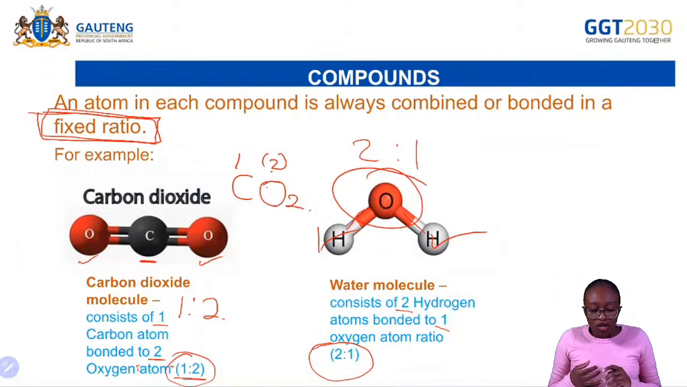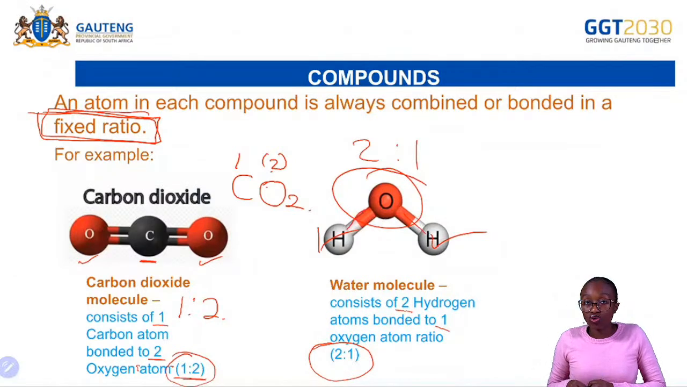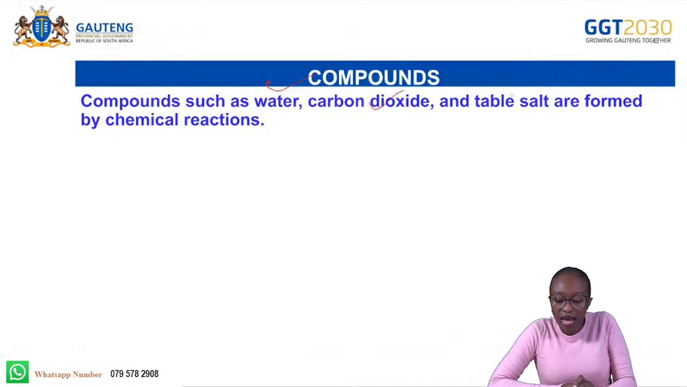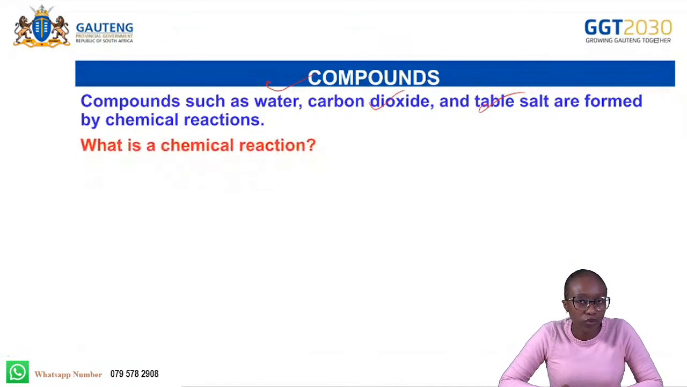So in a compound, the atoms are always in what is called a fixed ratio. You need to remember that. So they are always bonded in a fixed ratio. So you always find the water molecule in a ratio of 2 hydrogen atoms is to 1 oxygen atom. The fixed ratio for carbon dioxide being 1 carbon atom is to 2 oxygen. So compounds such as water, carbon dioxide, and table salt, which is sodium chloride, are formed by chemical reactions.